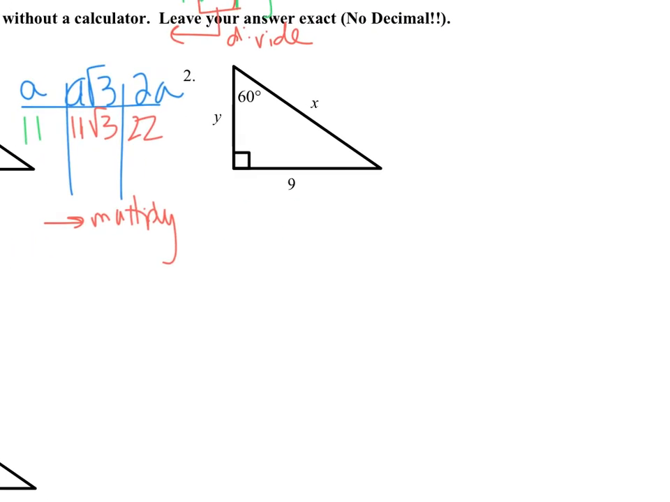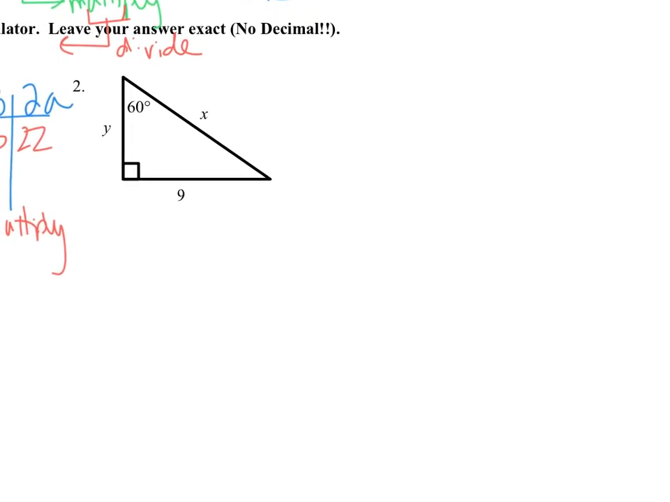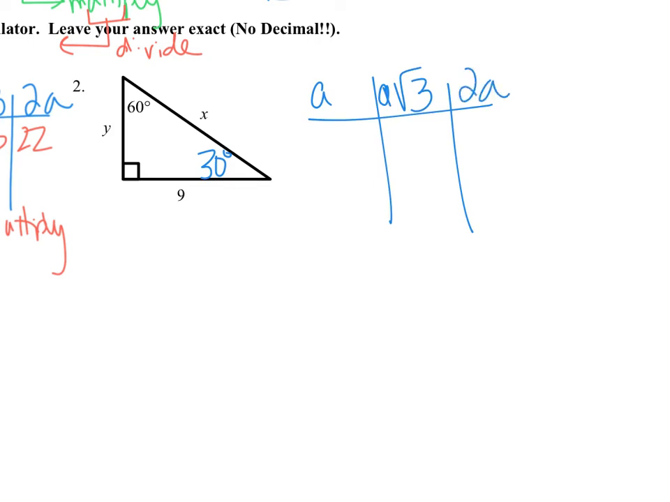Okay, next example. This is a 30, 60, 90 once again. So we're going to set up our chart. Okay. Notice that this time the information that we have is the long leg. Okay, it's across from the 60-degree angle. So everything is based off the short leg. So if I have the long leg or the hypotenuse, I have to go to the short leg first. And when we go this direction, we divide.